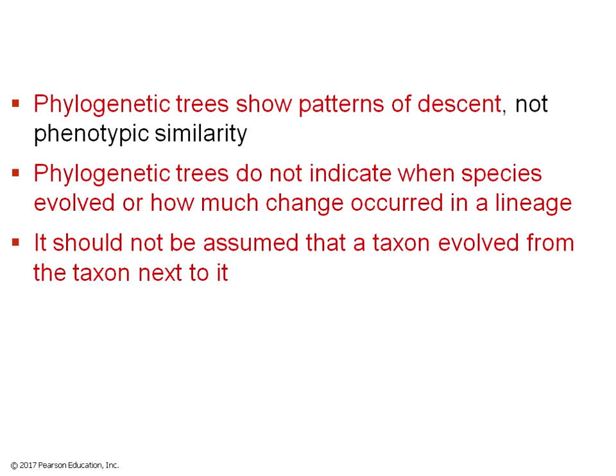Phylogenetic trees are going to show patterns of descent. Okay, so not necessarily phenotypic similarity. So the species that are next to each other may not necessarily look like each other. Phylogenetic trees do not indicate when species evolved, nor do they tell us how much change has occurred in that lineage. You should never also assume that a taxon evolved from the taxon next to it. Okay, so be careful with that as well.